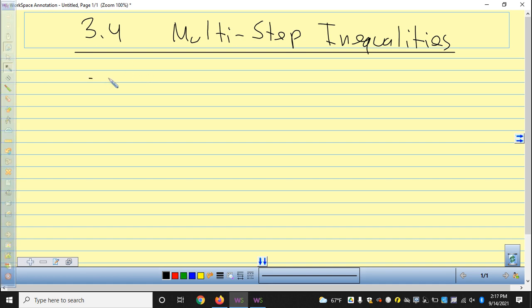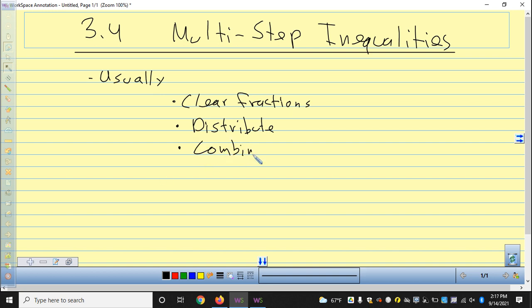So this is our steps. Usually we do these things. These are not hard written in stone that we have to do them exactly like this, but this is how we usually do them. Usually, clear fractions. And then we distribute. Usually after we distribute, we want to combine like terms.